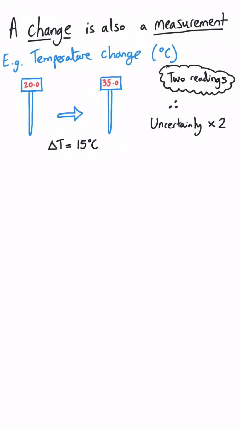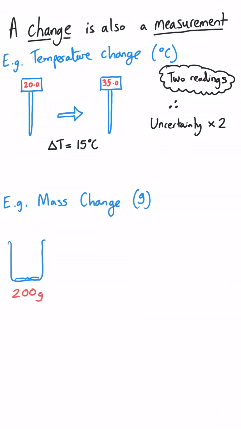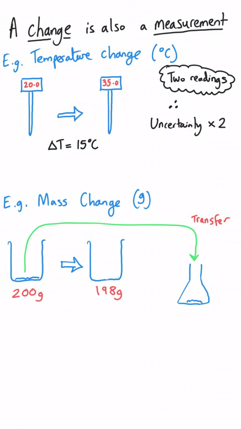In the same way, if you're measuring a change in mass, maybe you've measured the amount of substance in a particular beaker, you've measured it as 200 grams, and then you pour some substance out of that beaker, and now it has a mass of 198 grams. And so what that means is you've added 2 grams of a particular substance from one beaker to another, and that's the mass change. But both of those measurements that you were making could have been slightly wrong. That 200 and 198 might have been slightly wrong. So there were 2 uncertainties.